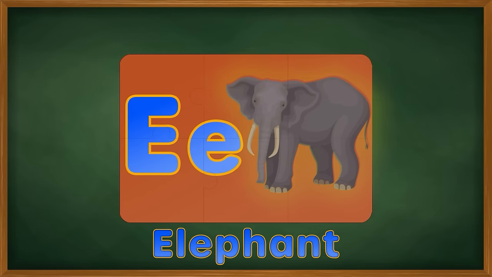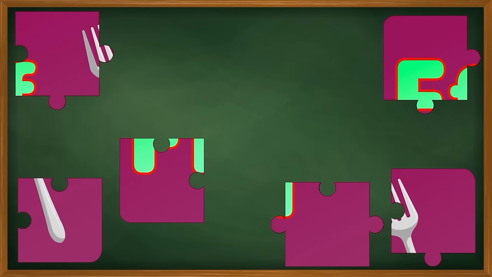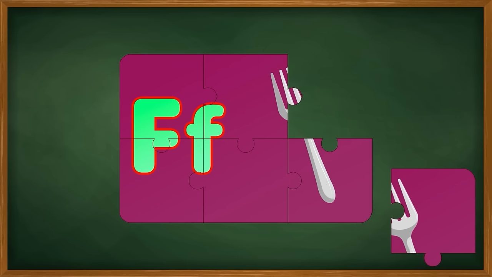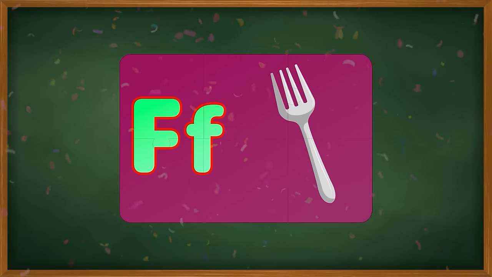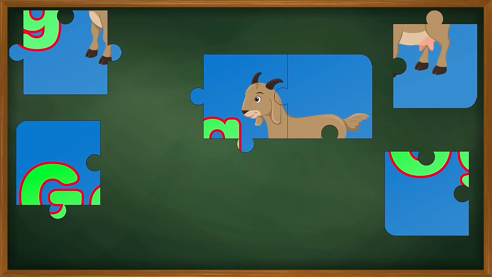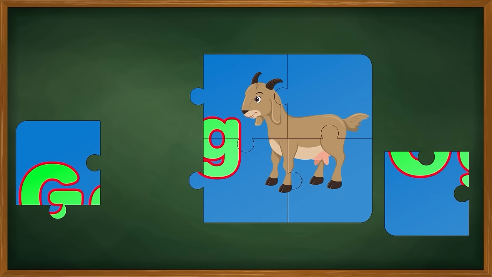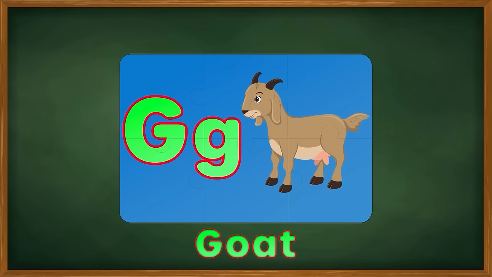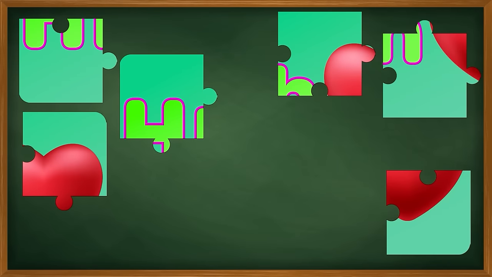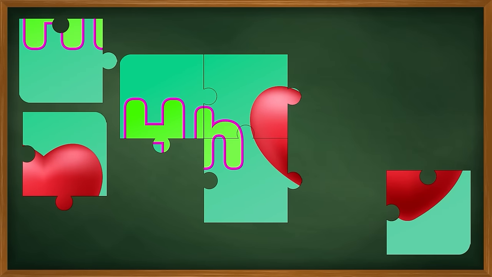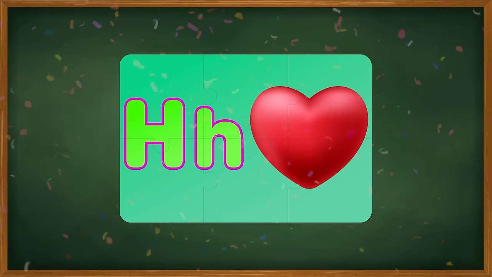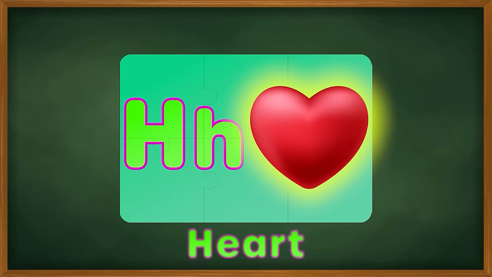E is for elephant. E, elephant. F is for fork. F, fork. G is for goat. G, goat. H is for heart. H, heart.